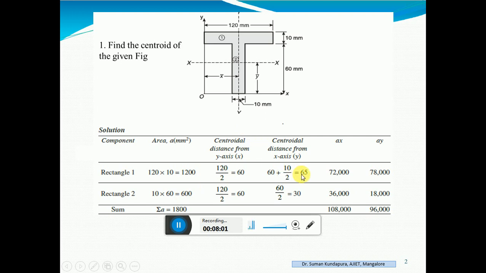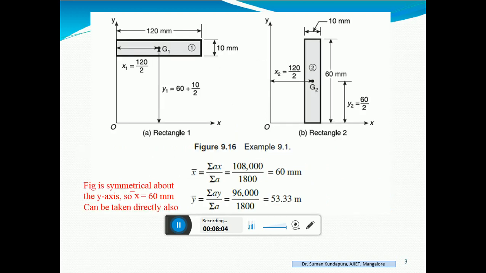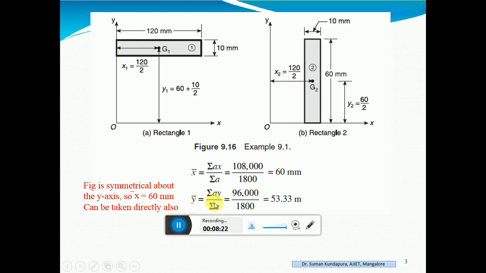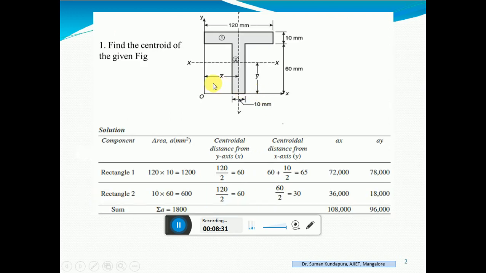Okay. Now, we have our formulas from the moments which we found out, that is x bar is equal to summation AX divided by A. Put the respective values, summation AX divided by summation A, summation AY divided by summation A in this formula, and you will get the x bar for the entire figure, y bar for the entire figure. So, now you understood what this x bar is. X bar is for the entire figure, y bar is for the entire figure. So, we have solved the centroid of this T section. Okay.